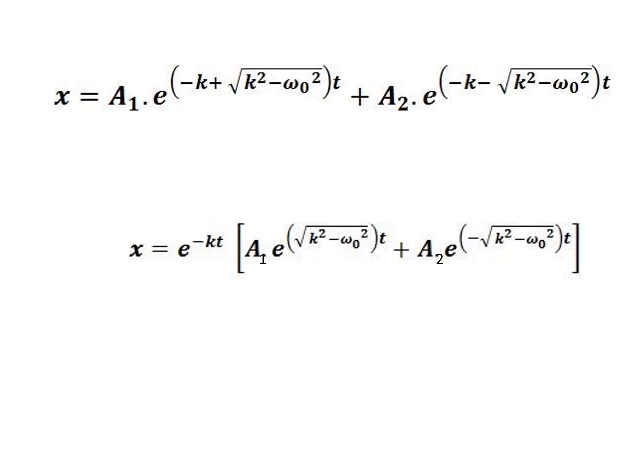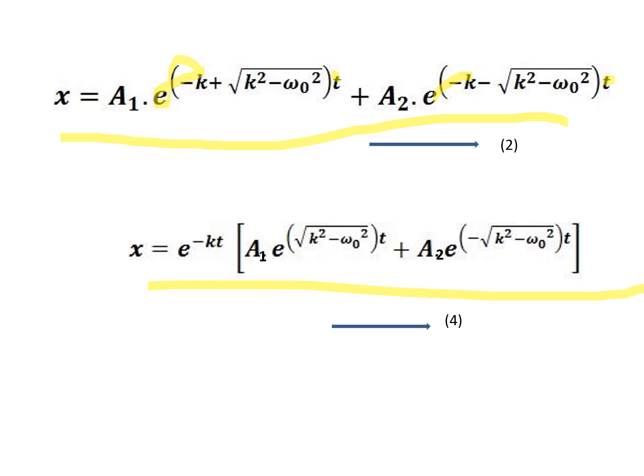The first case that I am going to discuss is the underdamped case. Hope you are familiar with this equation. It represents the complete solution of a damped harmonic oscillator. In this equation, if you take e raised to minus kt as a common factor from both these terms, you can write the equation as x is equal to e raised to minus kt into a1 into e raised to root of k squared minus omega 0 square into t plus a2 into e raised to minus root of k squared minus omega 0 square into t.